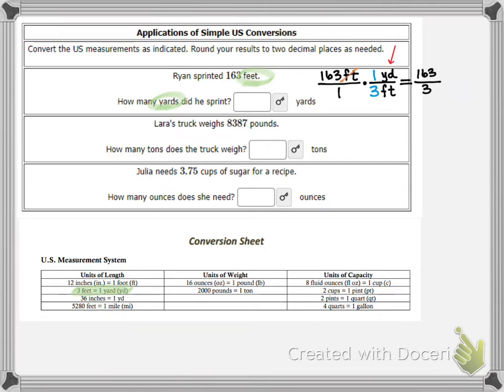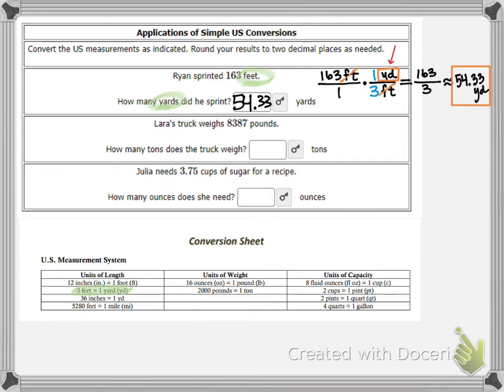Now, the whole goal here is to cancel out the units of feet and be left with the unit of yards. So I'm going to divide, and I'm going to round my answer to 2 decimal places. So 163 divided by 3 is approximately 54.33, and my final unit is yards. So this means that he sprinted about 54.33 yards.